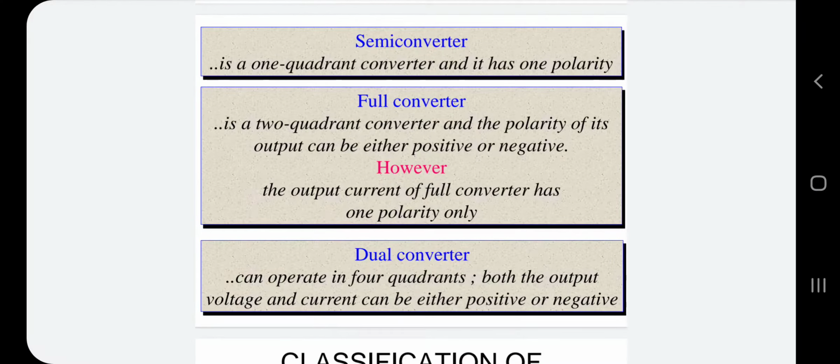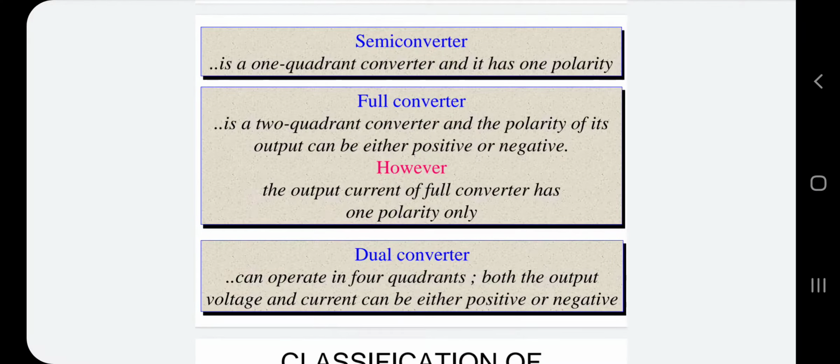Semi converter is operated in a single quadrant, that means voltage and current both are positive. In case of full converter, voltage is positive as well as negative, whereas current is positive only. And in dual converter, you may have positive and negative voltages and currents, with four quadrant operation.